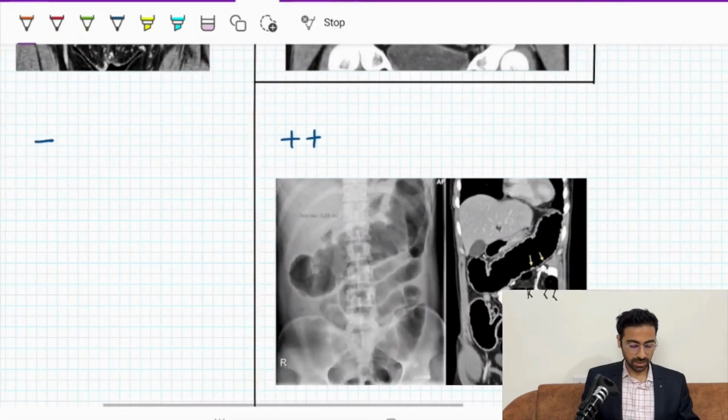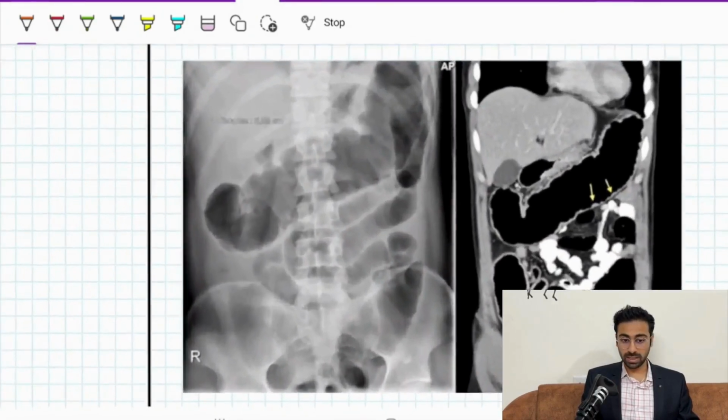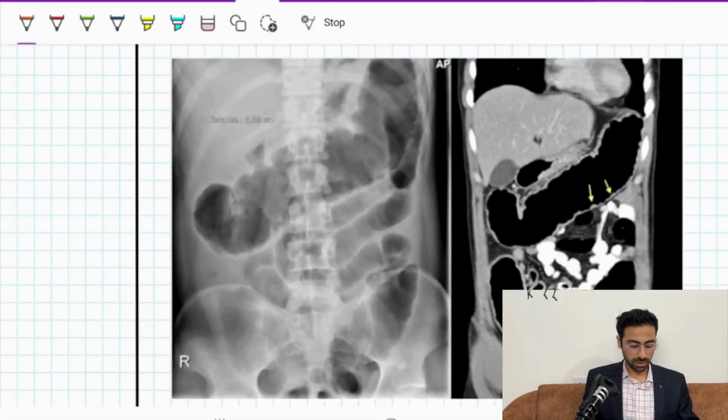Now let's see here. This is commonly seen in ulcerative colitis and rarely seen in Crohn's. This was a case of ulcerative colitis which shows grossly dilated transverse as well as splenic flexure. Descending colon was also dilated on CT. You can see here on CT that the transverse colon is grossly dilated. This was a case of ulcerative colitis presenting with toxic megacolon.